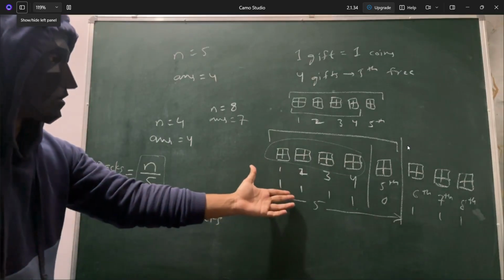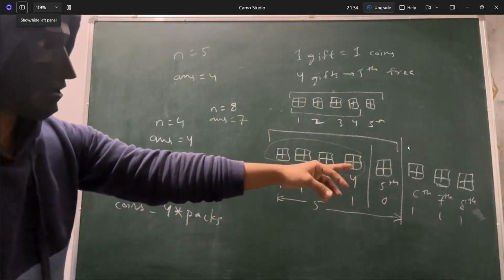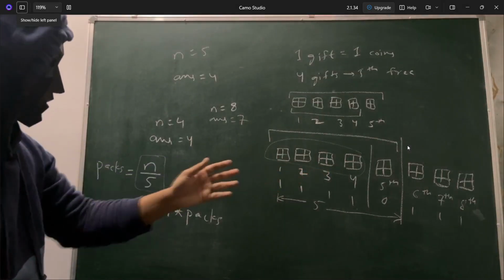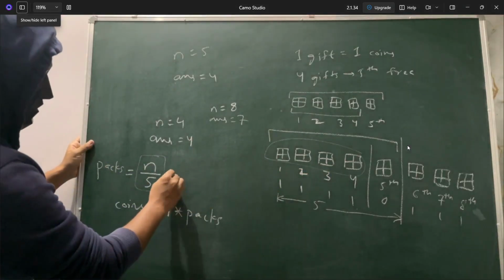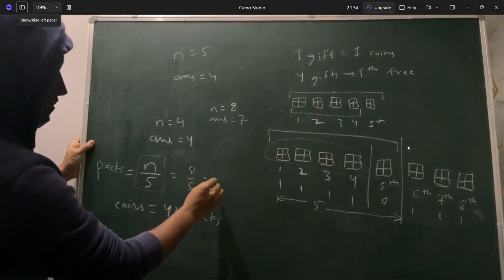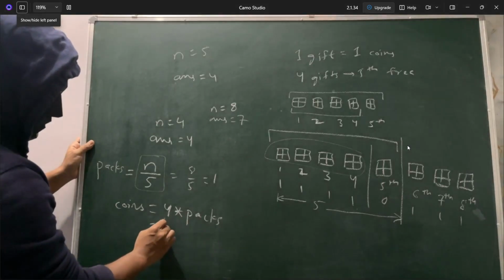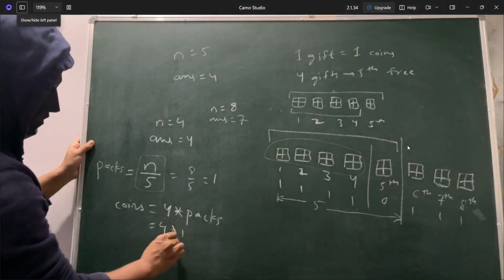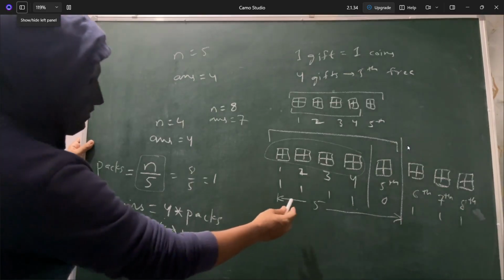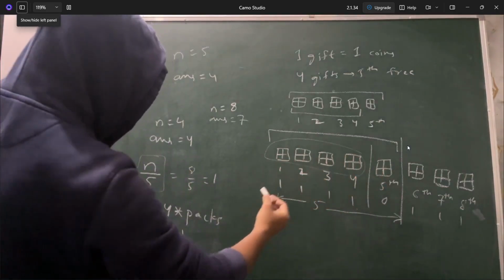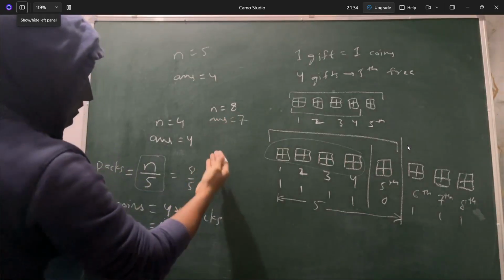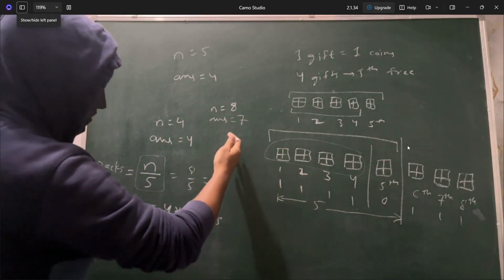Let's say in this case you have only one pack, the other case I'll be telling you. So you have only one pack, which in this case is 8 by 5, which gives you 1 as the answer. So 1 into 4 is 4. So you have spent only 4 coins in order to buy this pack. But in this case, since n is 8, this is not our answer. Our answer should be 7.